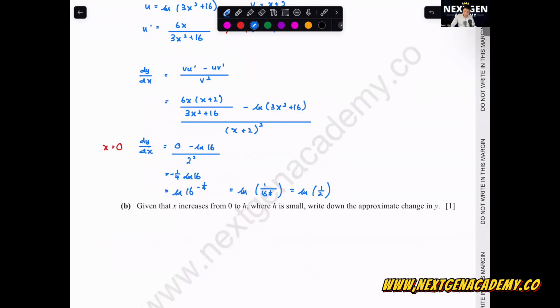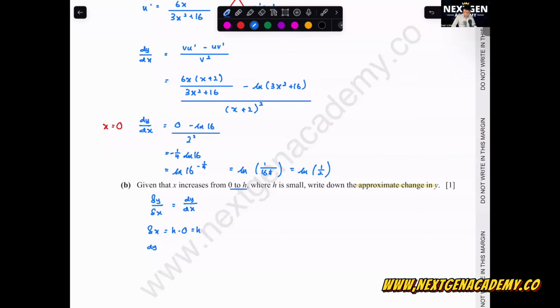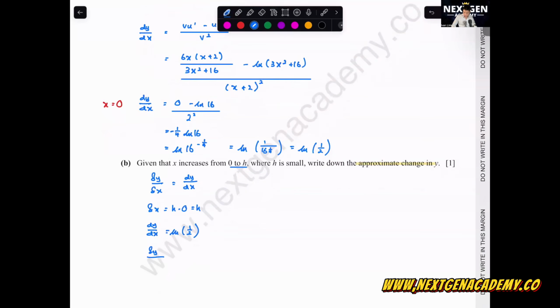When x increases from 0 to h, where h is small, write down the approximate change in y. Okay, keyword, approximate change in y means this is a delta y over delta x equals dy over dx type of question. What are the values given to us? They say x increases from 0 to h, so we have over here delta x equals h minus 0, which is equal to h. We already got dy over dx when x equals 0, which is the previous question. dy over dx equals ln 1 over 2. When we substitute into the equation, this one is just ln 1 over 2.